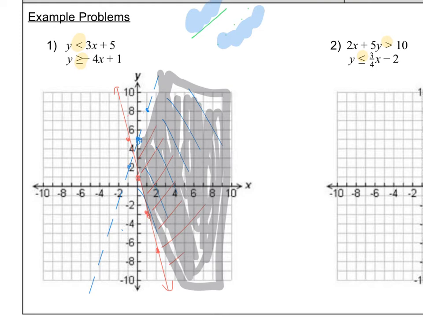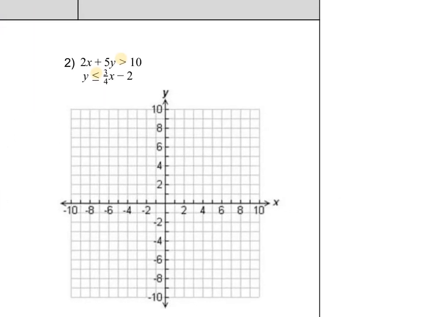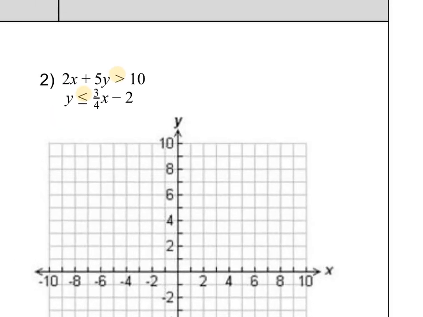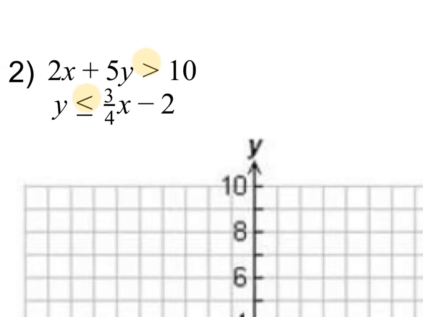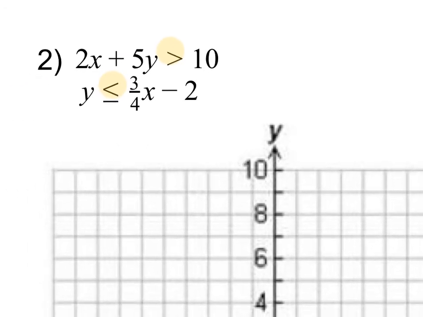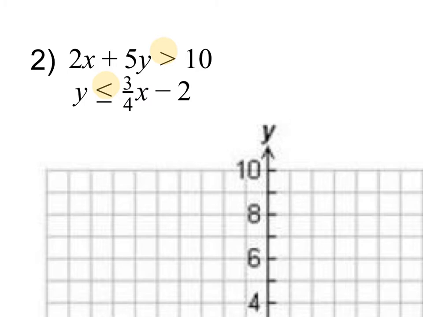All right. Onward we go to number dos. That's Spanish for numero 2. All right, we've got two inequalities. First one's written in standard form. Not too thrilled about that. So let's rearrange this first guy.